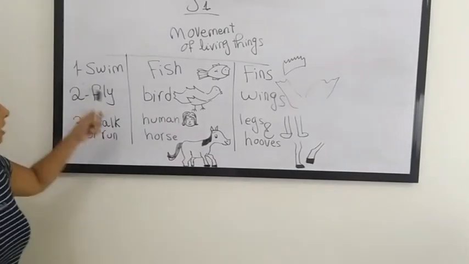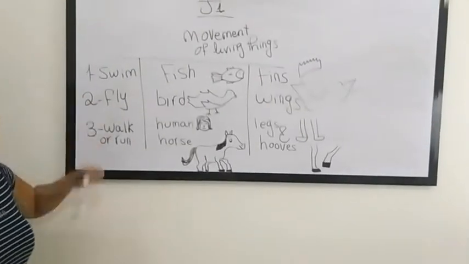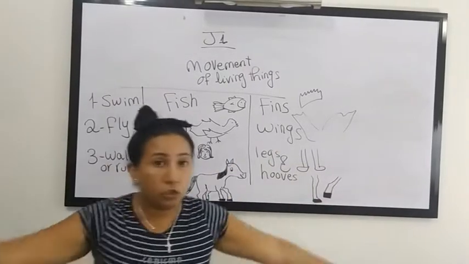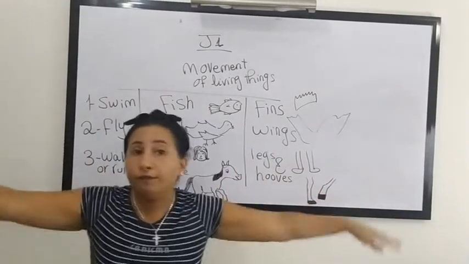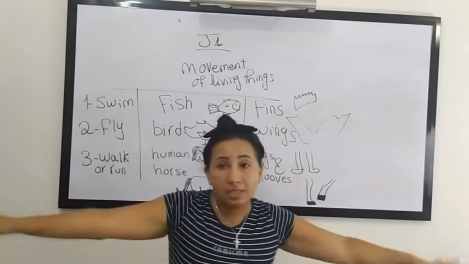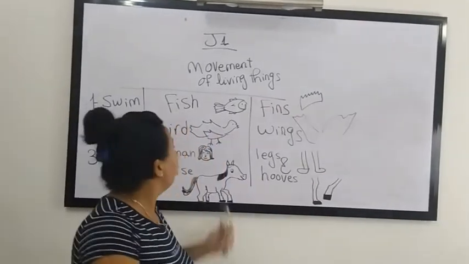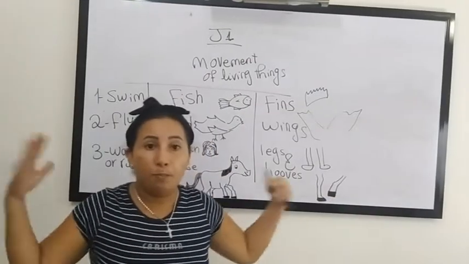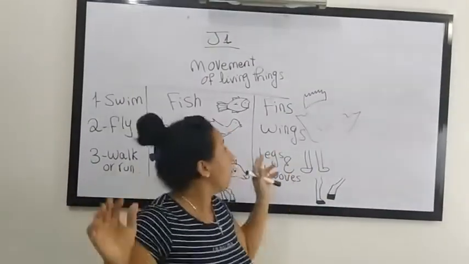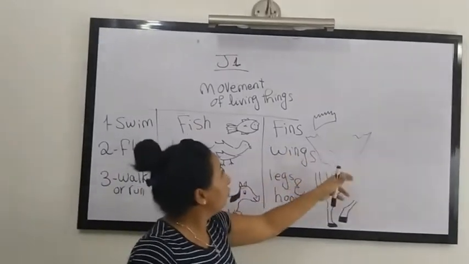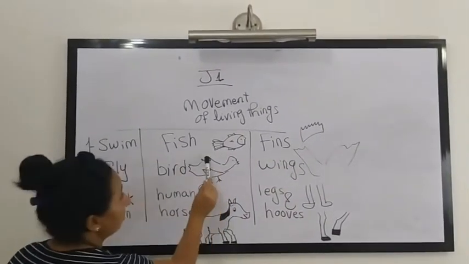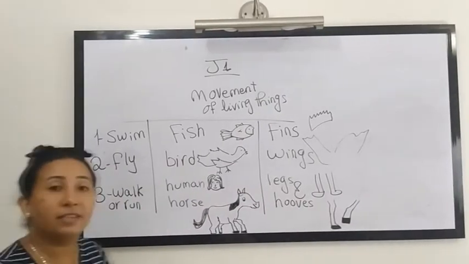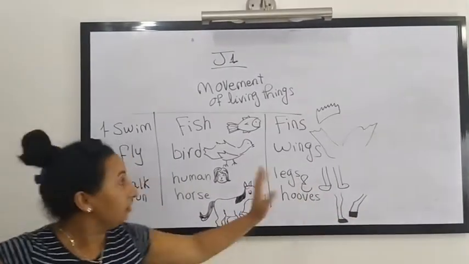And number two, the second example of movement, flying. Birds can fly. And these birds use their wings. Birds have wings, and the wings help the bird to fly. The bird has two wings that help in flying.